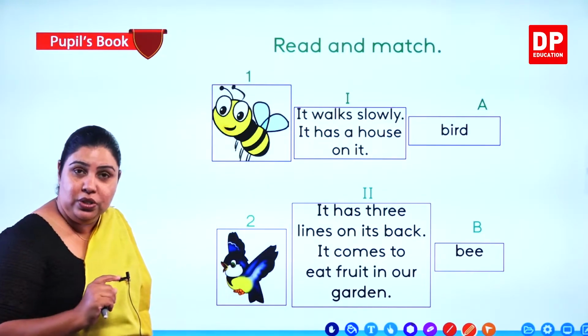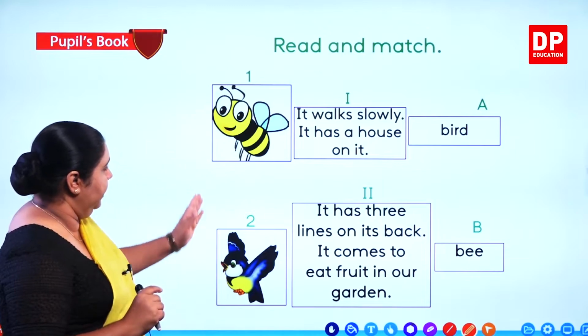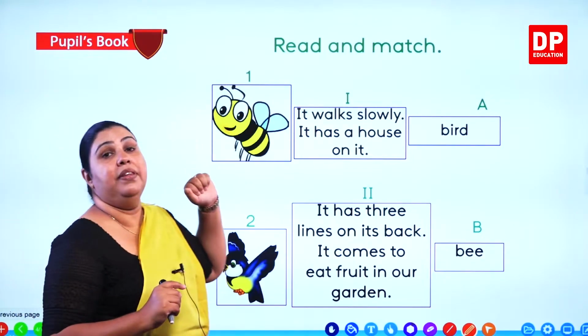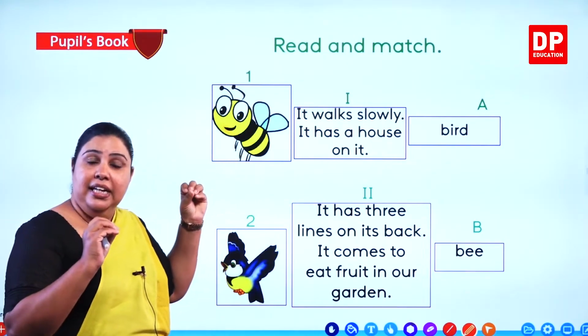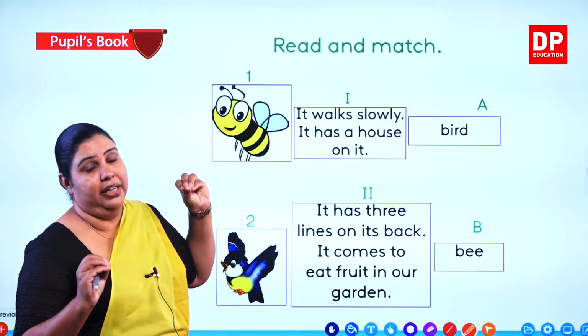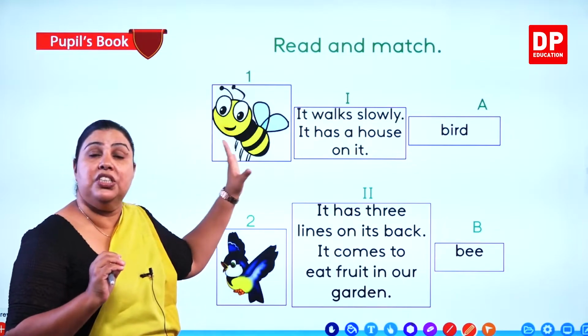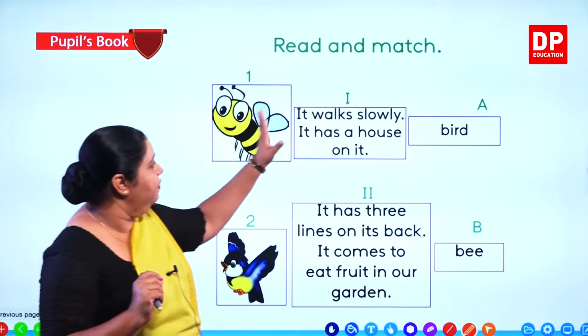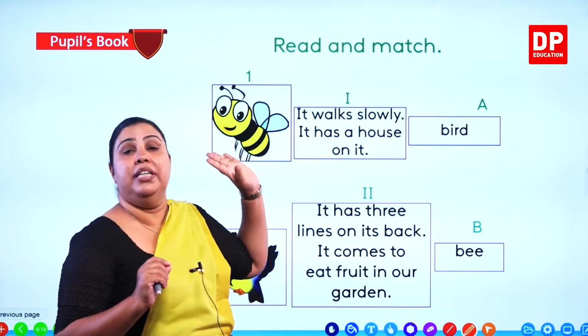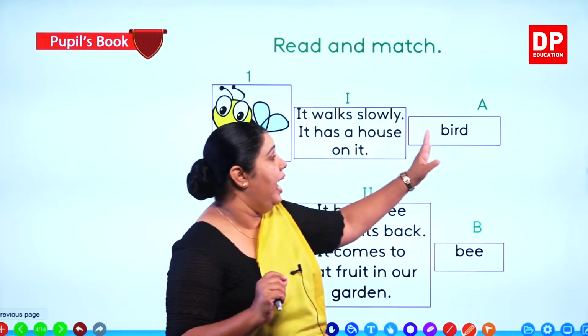Right. Now we are going to start. Now this side you have the picture of the little animal who comes to our garden. The animal or the insect is given first. The picture is given first. And then we have the description about the animal and then we have the name.